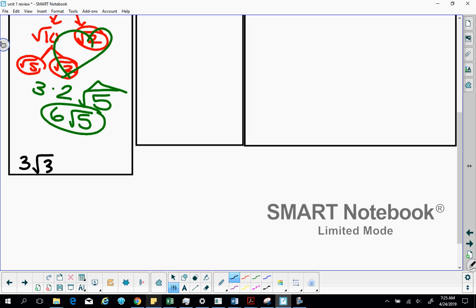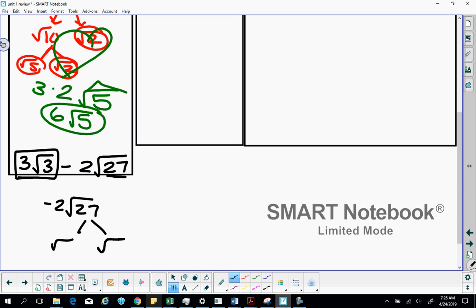3 radical 3 minus 2 radical 27. That's my next example. So first, all I do is simplify each one. Can I simplify this one? Can I break down 3? No, because it's just 3 and 1. It's prime. Can I break down 27? Yeah, so let's break this one down. What goes into 27? 2 numbers multiplied: 3 and 9.